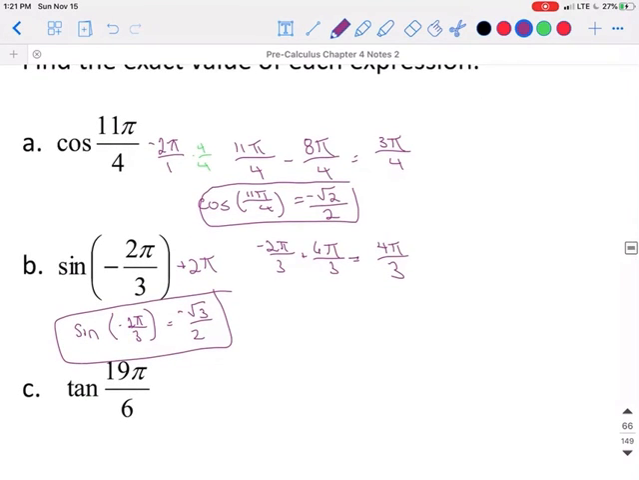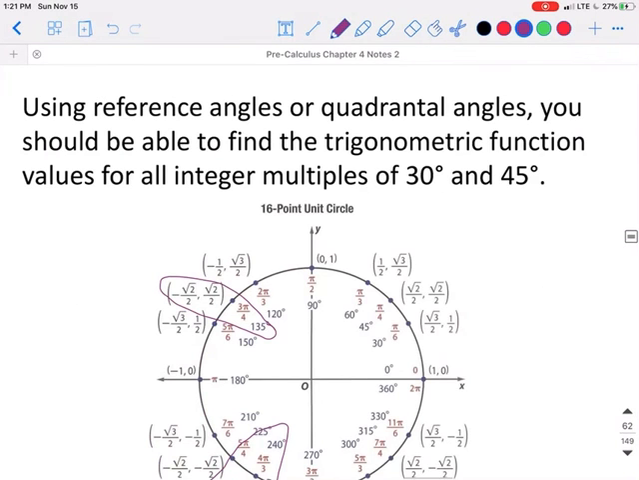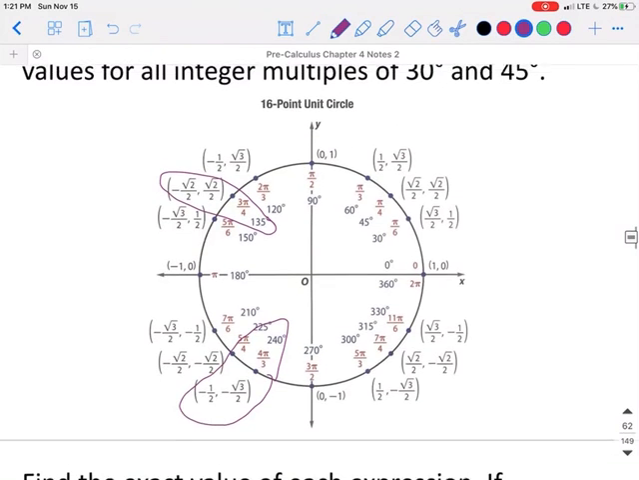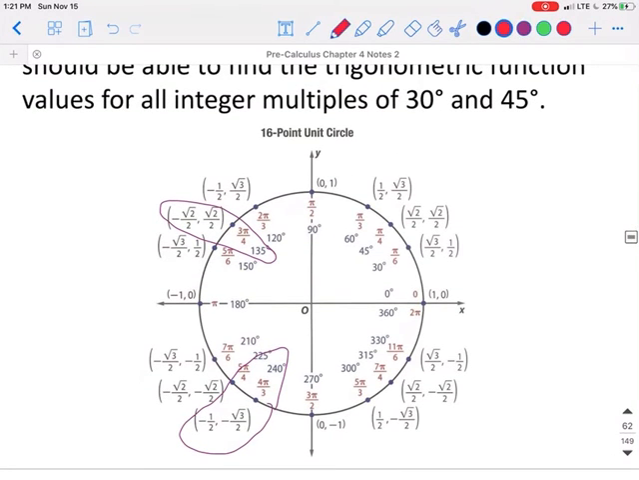Now we need to find the tangent of 19 pi over 6. Again, this is not on the unit circle, so we can subtract 2 pi, or in this case, since it's over 6, we can subtract 12 pi over 6, which will leave us with 7 pi over 6. Tangent is y over x. So if we take a look at 7 pi over 6, our y value is negative 1/2. Our x value is negative radical 3 over 2.